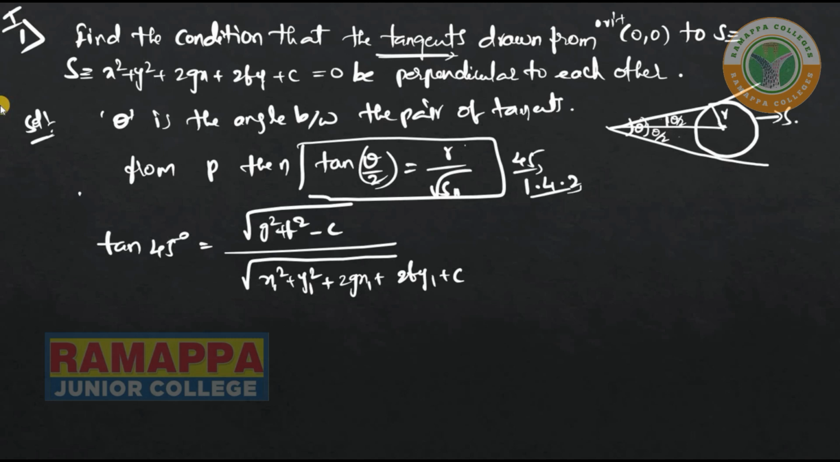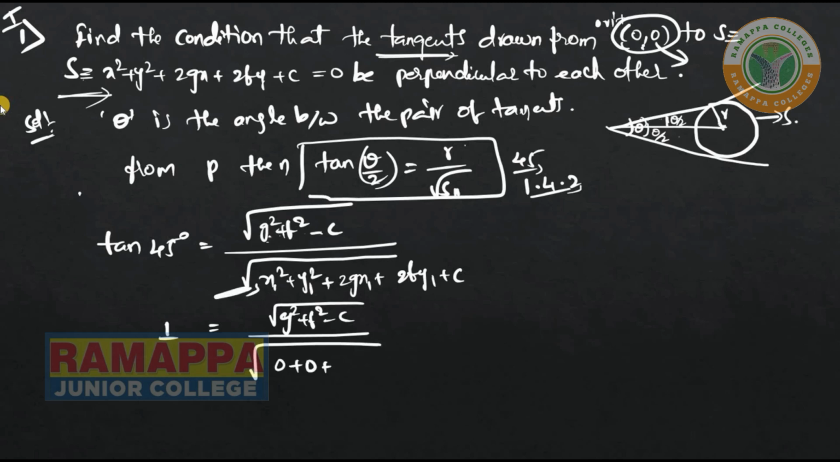Tan 45 is equal to 1 only. Here g is g and f is f, so it will be the same: √(g² + f² − c) divided by √S11, where the point (x1, y1) is (0, 0), since the tangents are drawn from (0, 0) to the circle. If I substitute 0, 0 in the circle, it becomes √(0 + 2g·0 + 2f·0 + c), so only c will remain.